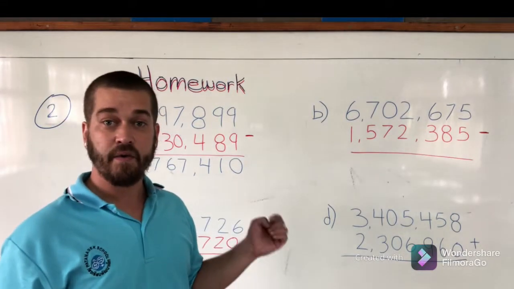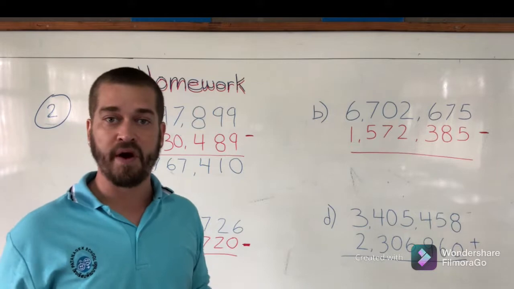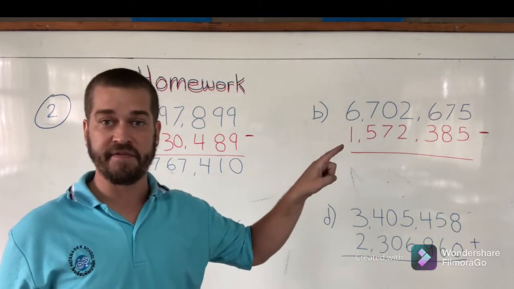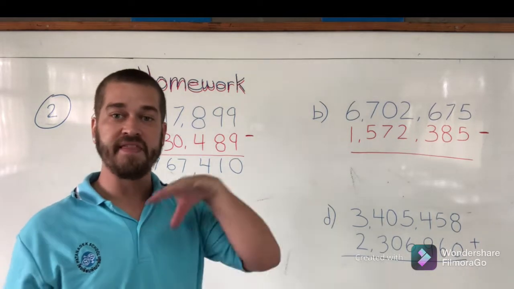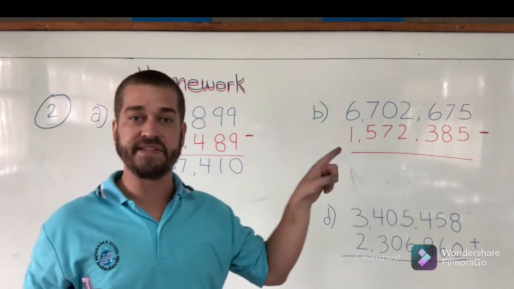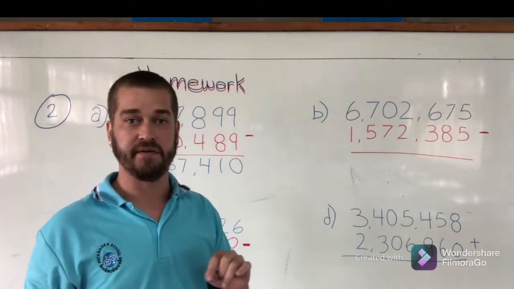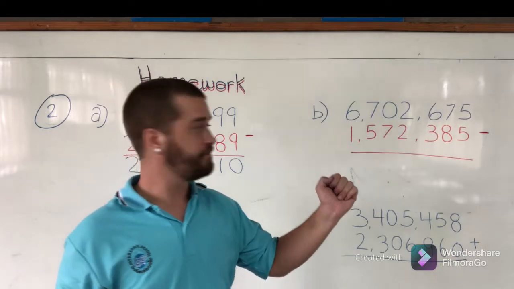Now for B, we're actually given the answer and one of the parts. So we're given the total and one of the parts. Well, if we want to find the other part, all we have to do is subtract this number from the total. So you can swap those two. Let's go ahead and try this one.